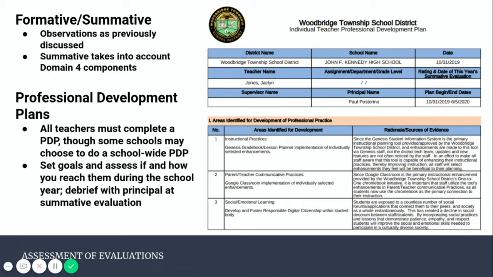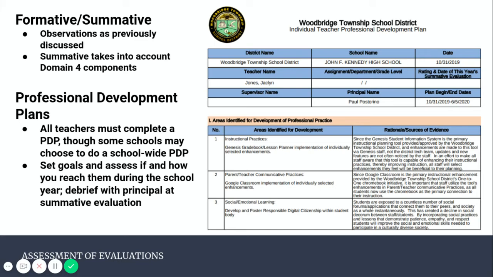The PDPs, now in the past we've done individualized professional development plans, and depending on your score, you might need to create some with your supervisor or your principal. However, what a new trend that we're working towards is actually creating these school-wide PDPs. So I've included an example from JFK over here on the screen, looking at specific areas identified for development for the entire school that all teachers are expected to uphold.